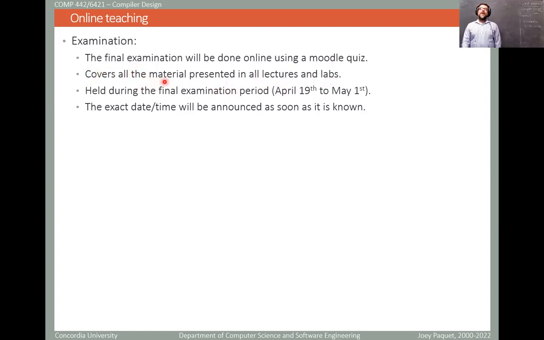Okay. So what is this exam doing? What is it covering? It actually covers all the material presented in all the lectures and labs. So the objective of this examination is to test that you have actually absorbed the material that was presented in the lectures and the labs.